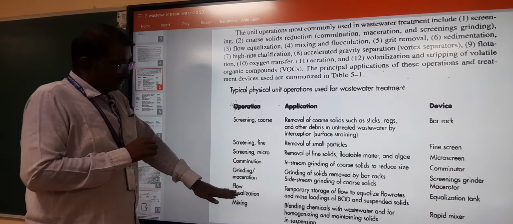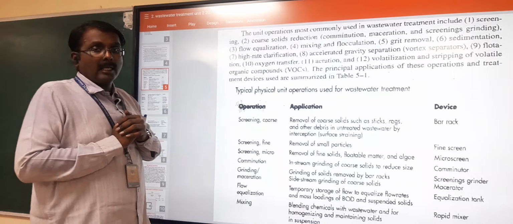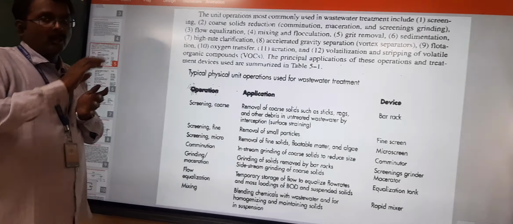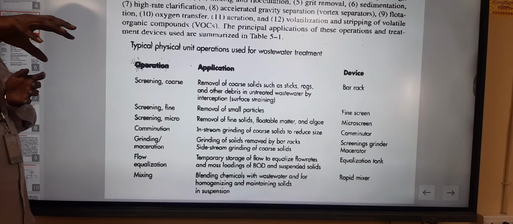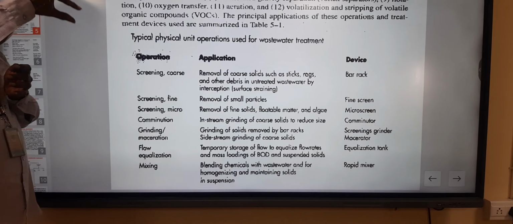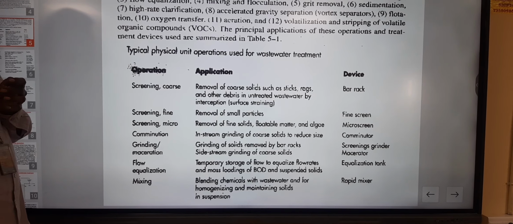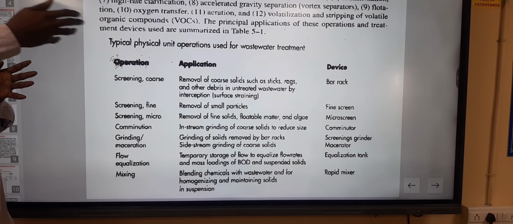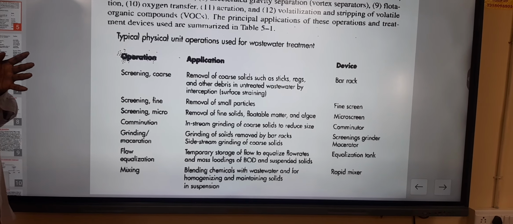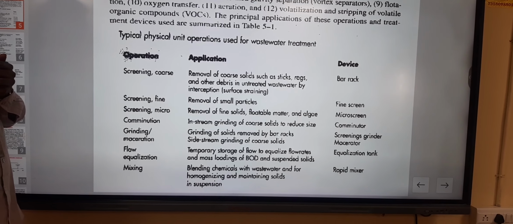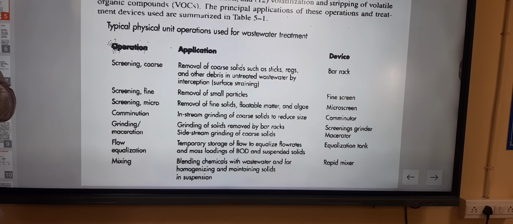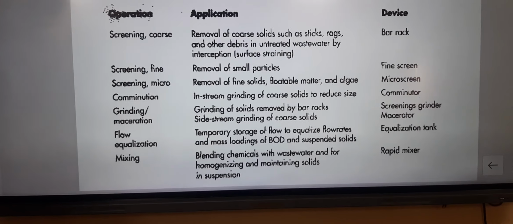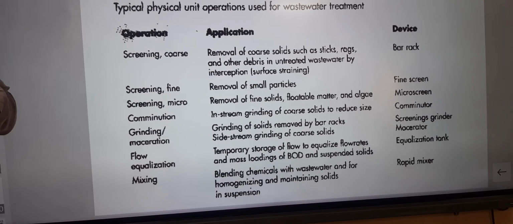Then we have one more thing called flow equalization. The name itself indicates that we try to equalize the flow of the wastewater, because from the industry the wastewater will not come at the same volumetric flow rate on a day-to-day basis. For example, today the company may send a small amount of wastewater, and tomorrow a large amount. If today they send 2 liters and tomorrow 20 liters, our treatment plant cannot handle this sort of fluctuation.